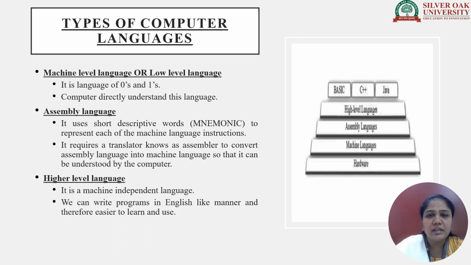Once we write the data in the higher level language, it is then converted into the machine level language which can be performed by the computer system. Then the data is generated, and again at the output level we get it back in the higher level language. So these are the three types of computer language.